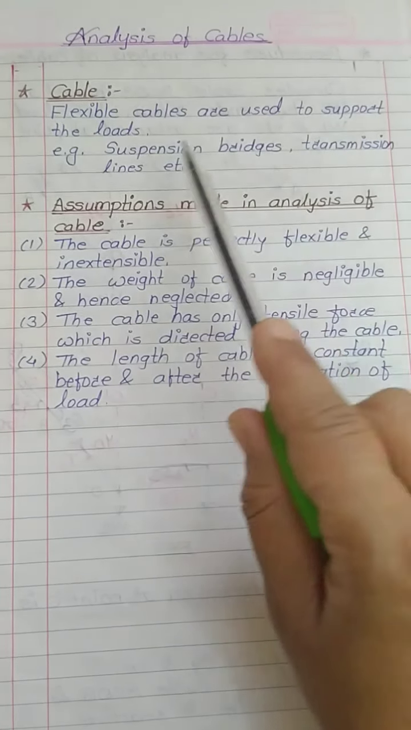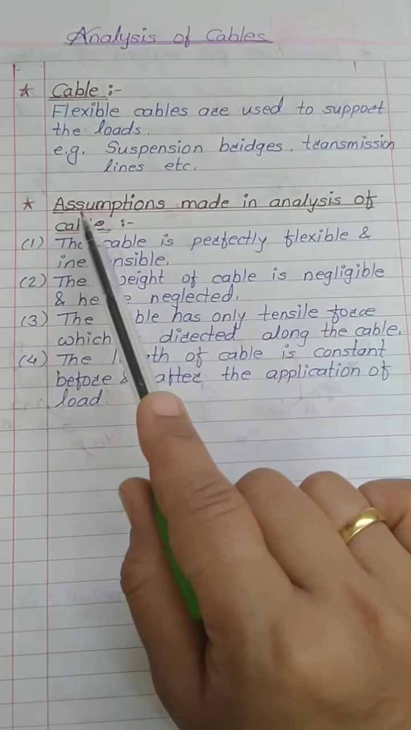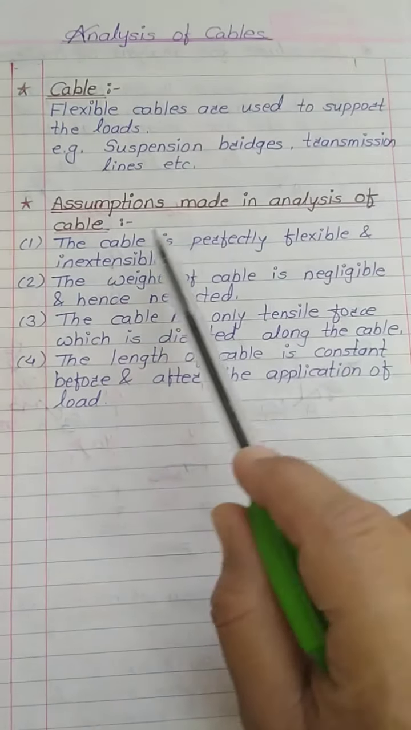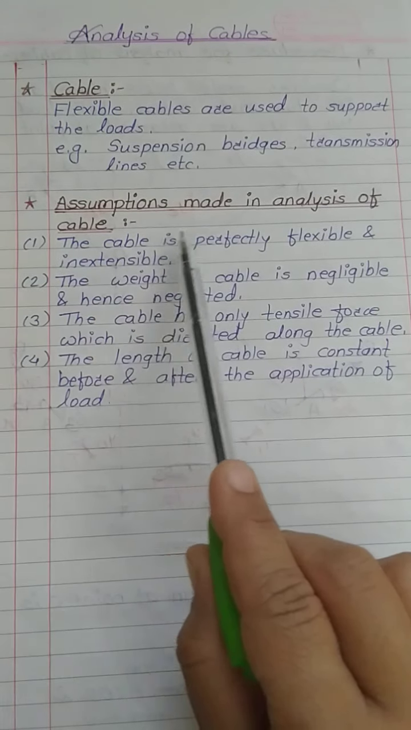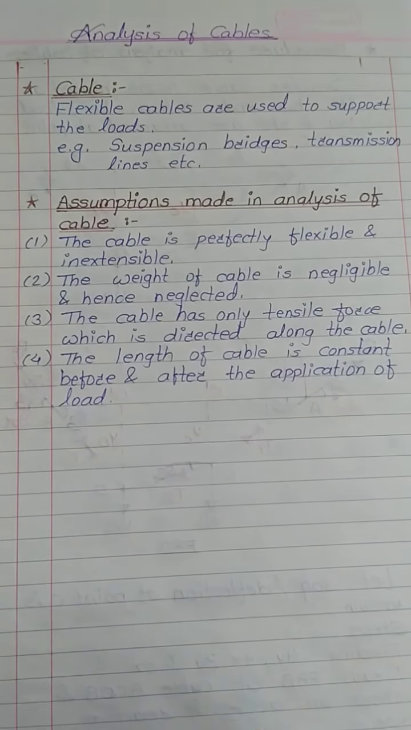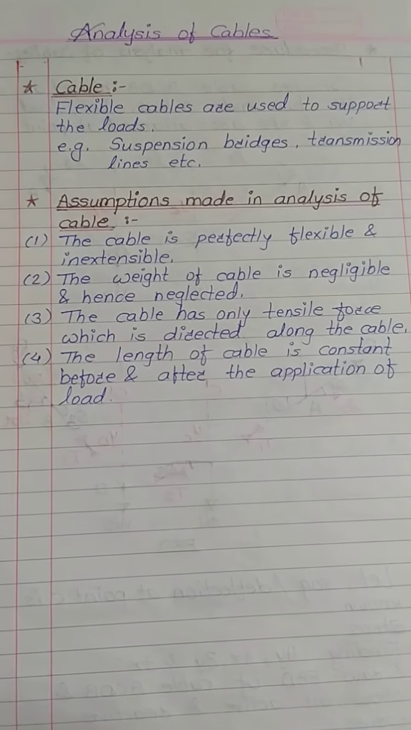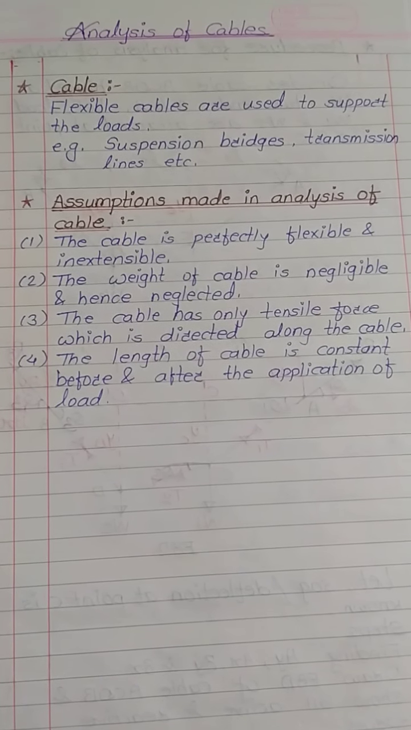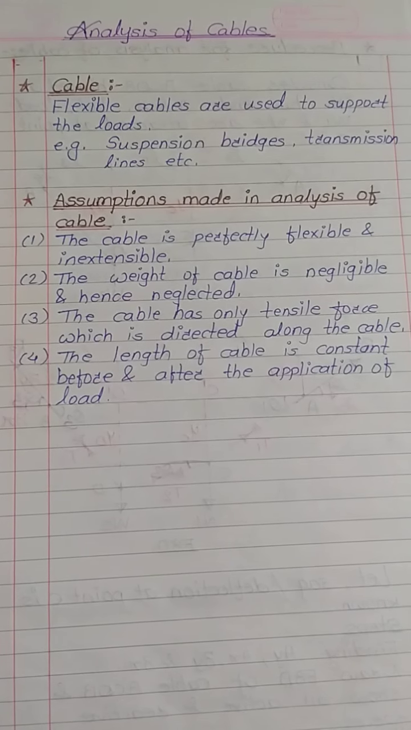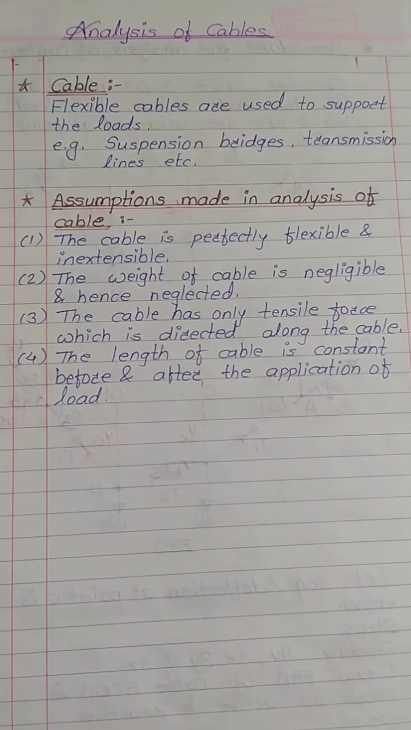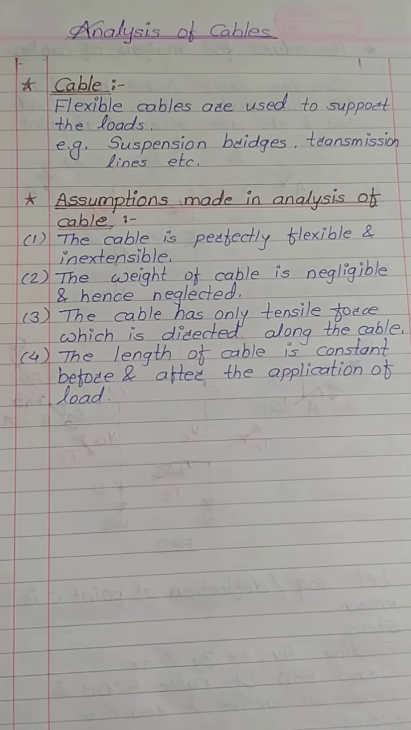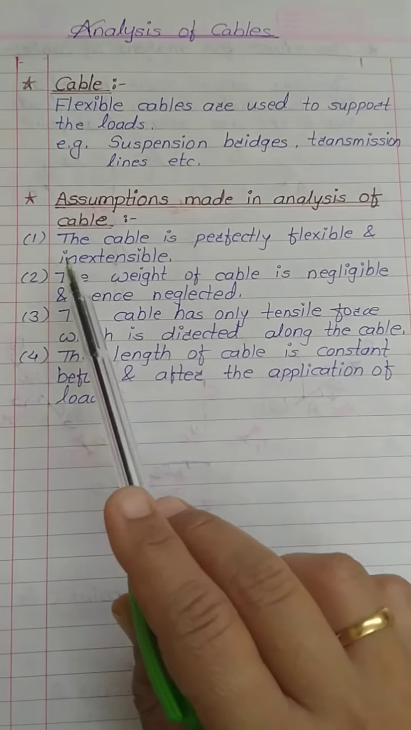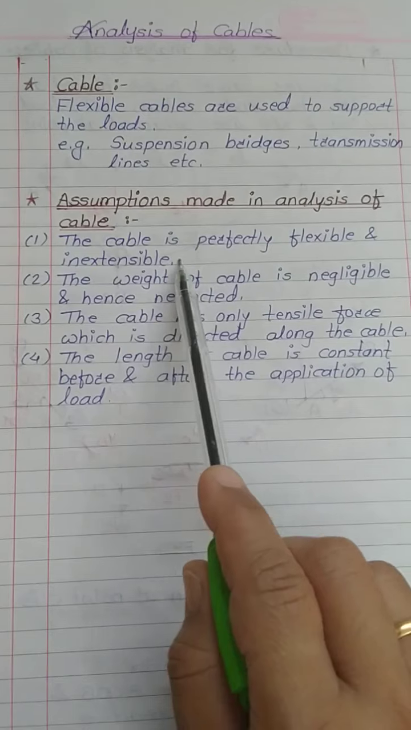Second example is transmission lines. Secondly, we will see the assumptions to be made while analyzing the cables. First assumption is the cable is perfectly flexible and inextensible. Look, we are going to assume that the cable is flexible. Means whenever we apply a load at one particular point, it will move in the direction of that load, and there will be sag at that point, and it is not going to extend.